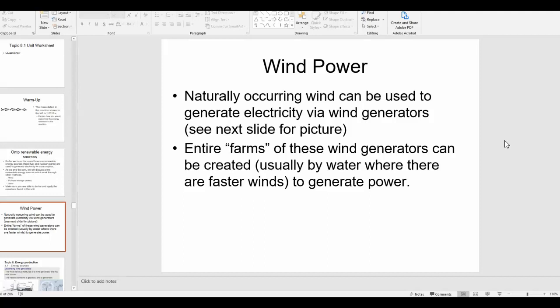And you can actually create wind farms, so to speak, where you don't have just one generator, but a bunch of generators. And these tend to be located by water, because if you're by the ocean, there's basically higher wind speeds. And as we'll see, wind speed is the key factor in determining how much power can be generated through a wind generator.